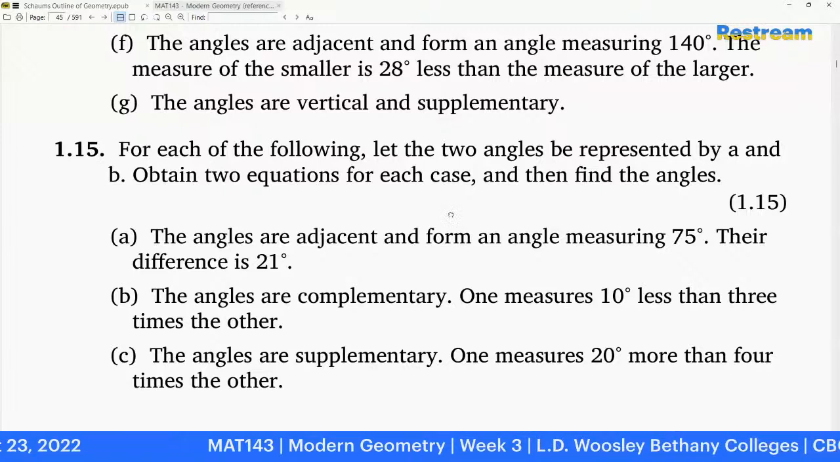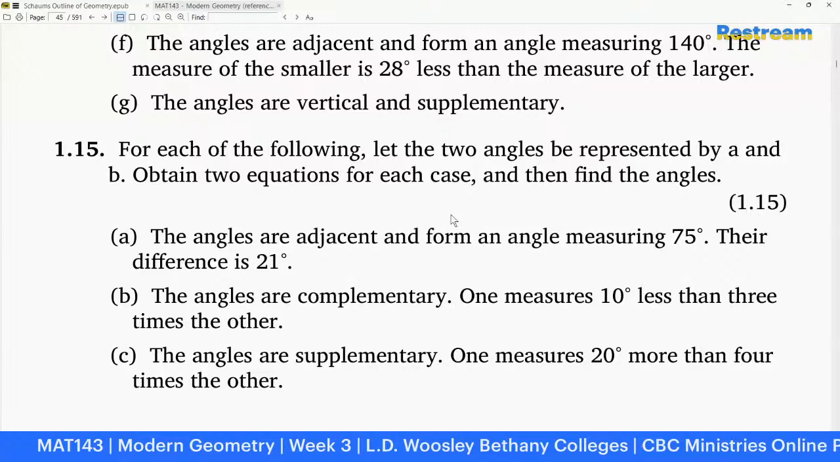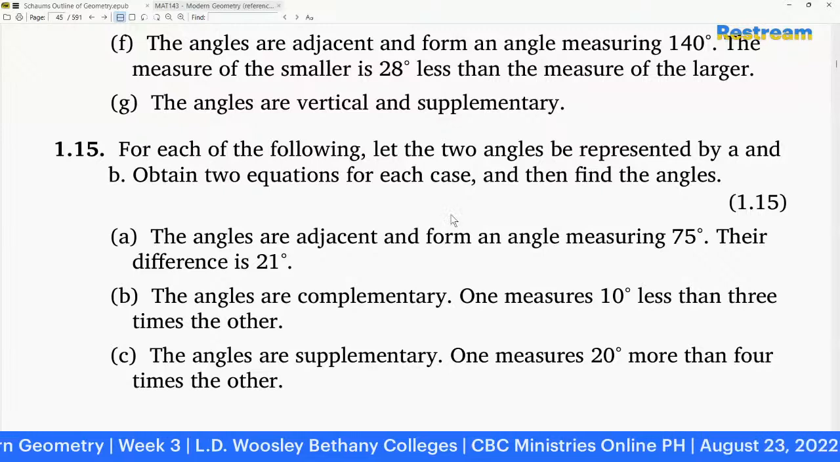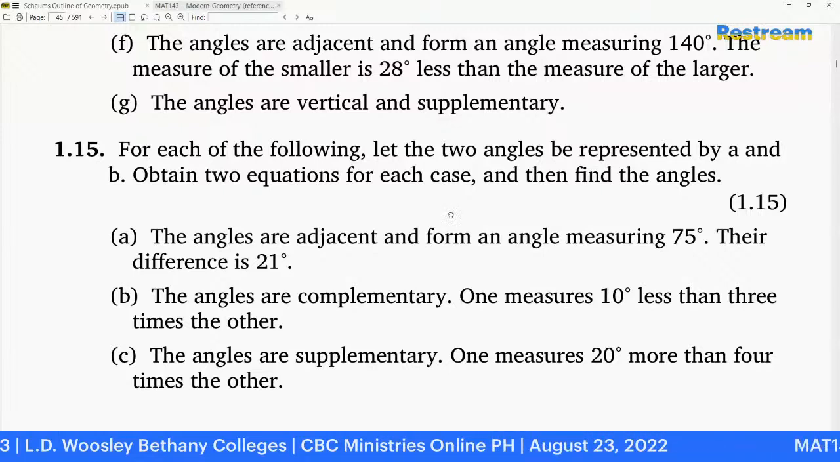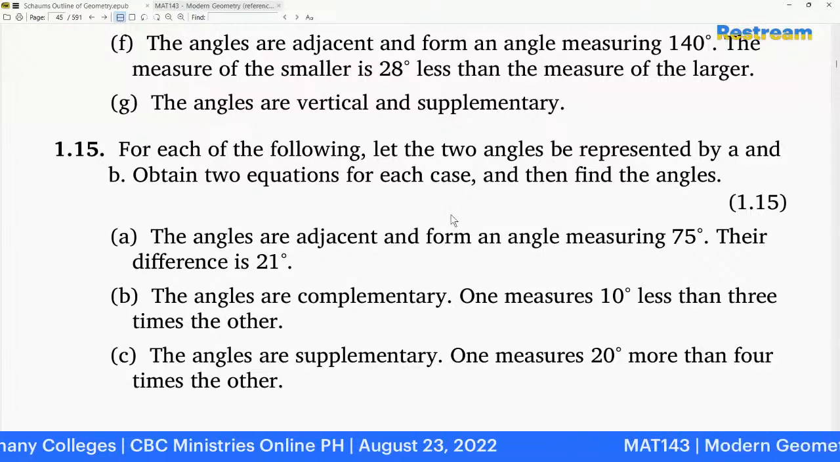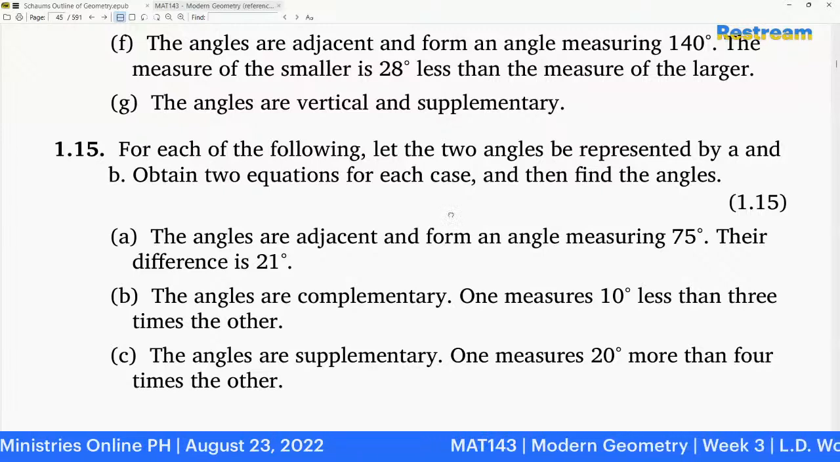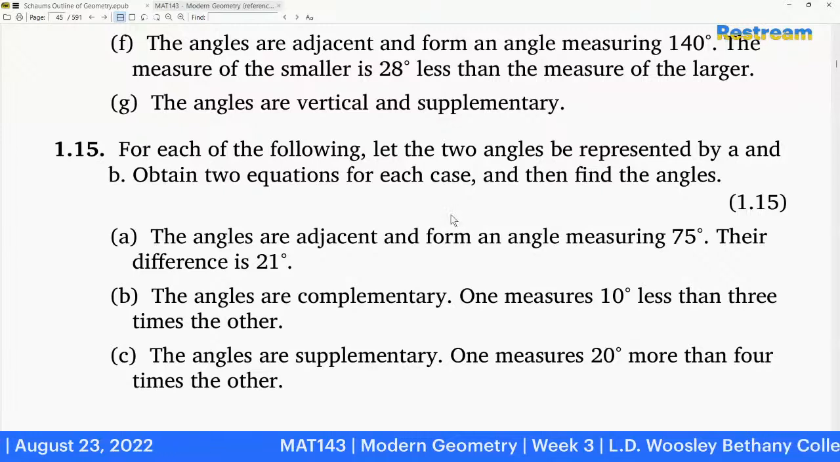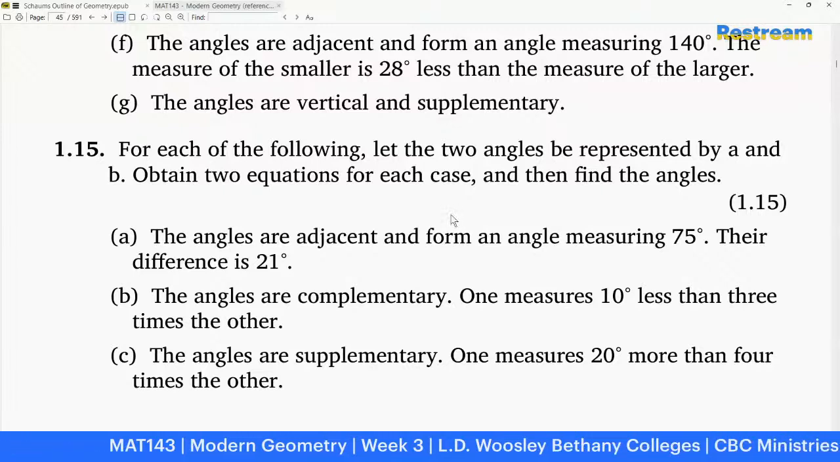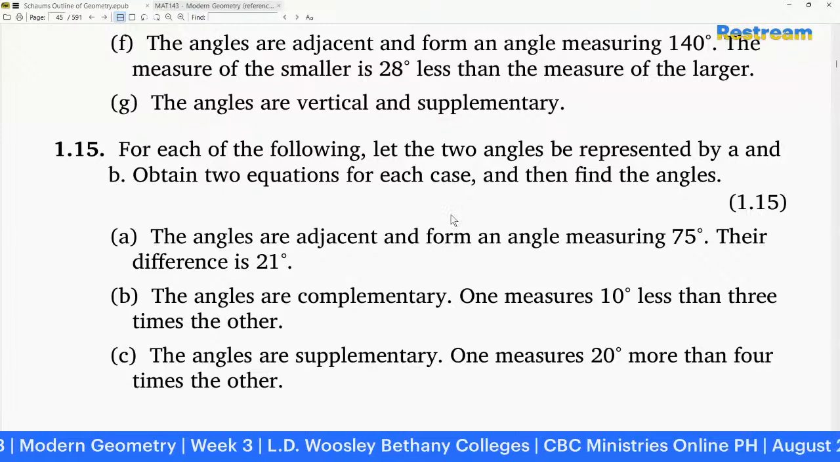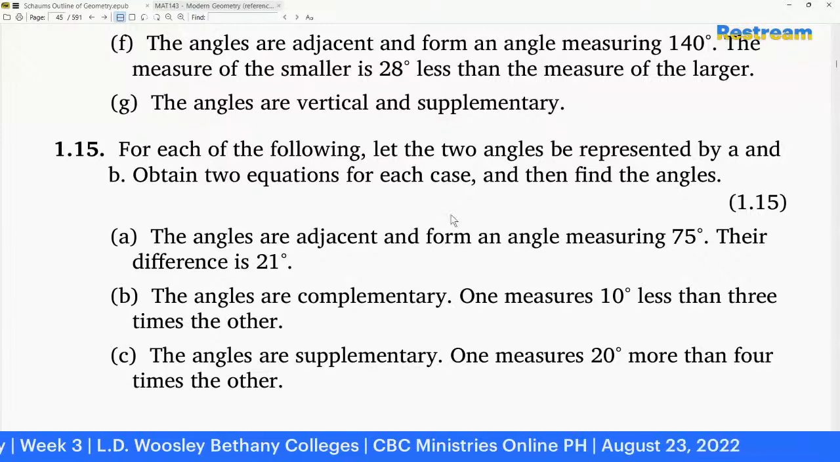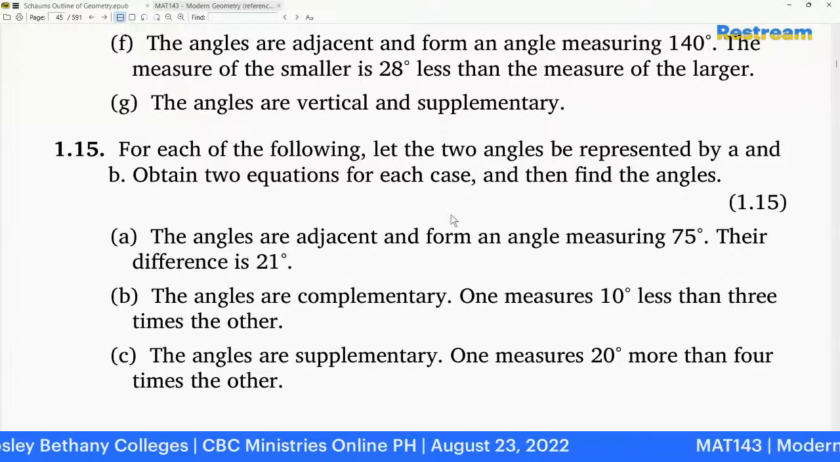So by the way, when we meet at Bethany by next week, Lord willing, puro practice sets tayo. Bibigyan ko kayo ng mga sample board problems again, para ma-practice tayo. So practice lang tayo ng practice. Week number 4, practice. Week number 5, practice. Week number 6, exam.